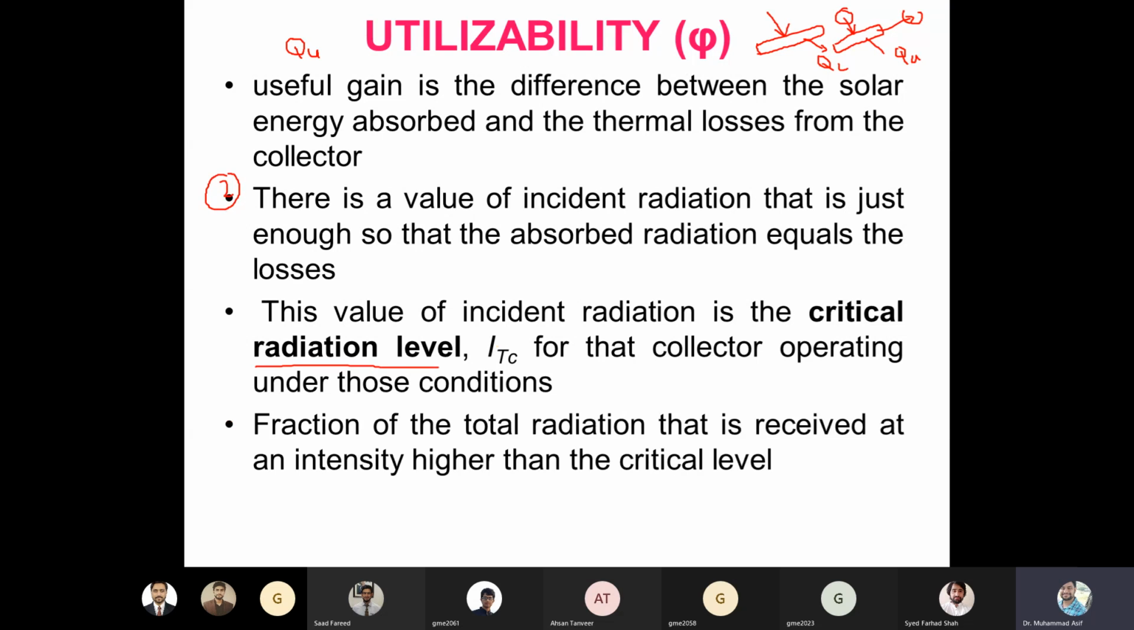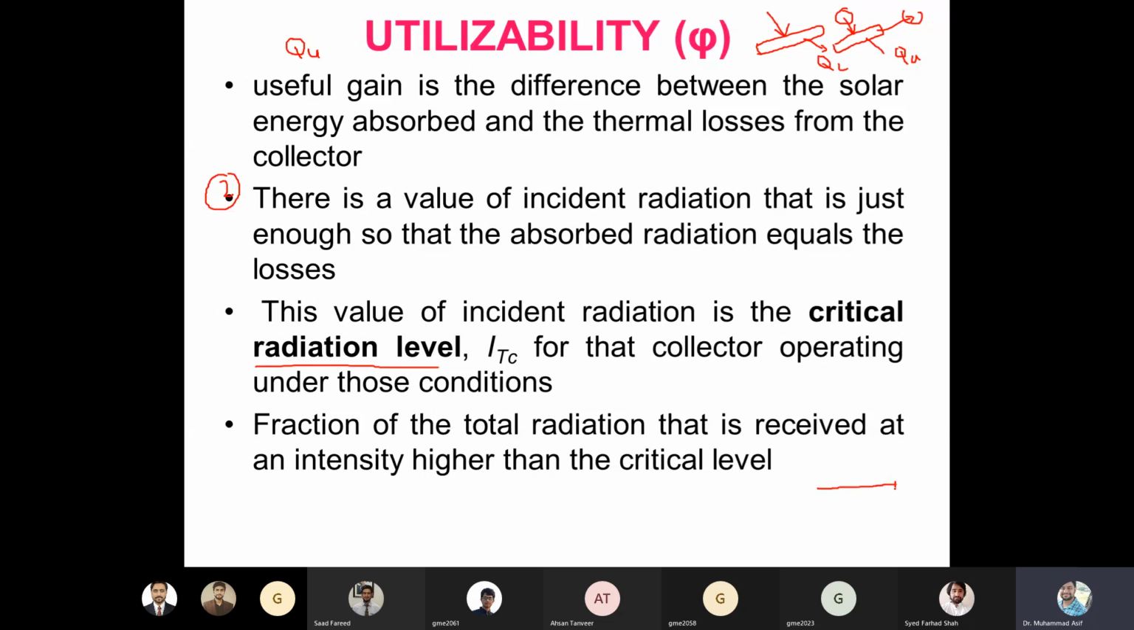Then we can define the phi value, or the utilizability. This is basically the fraction of the total radiation that is received at an intensity higher than the critical level, right?